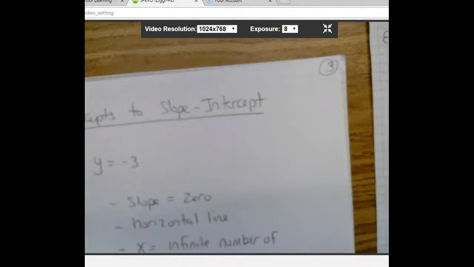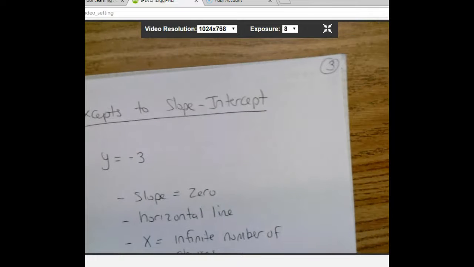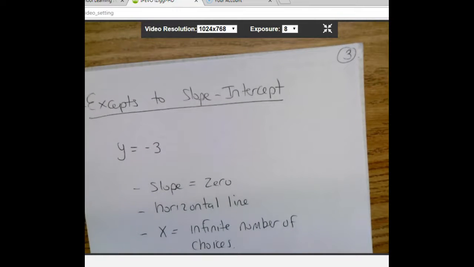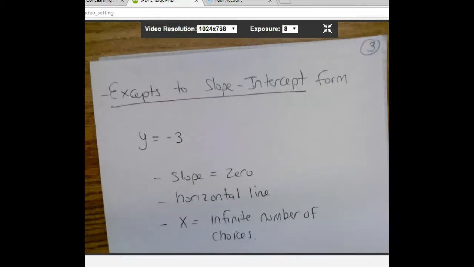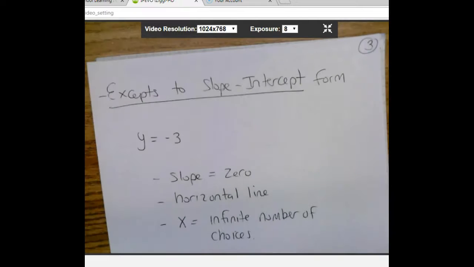Okay. Now there is one exception we want to talk about to the slope-intercept form, and that is when there's no x in the equation. Something like y equals negative 3. When we see there's no x, that tells us that the slope is 0.